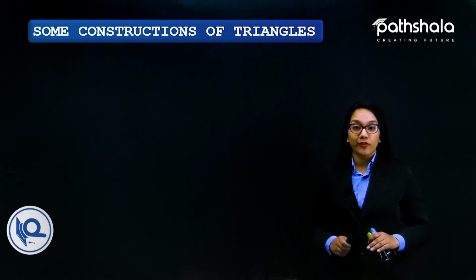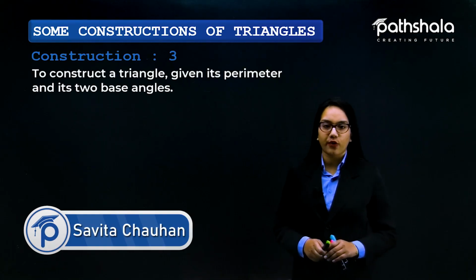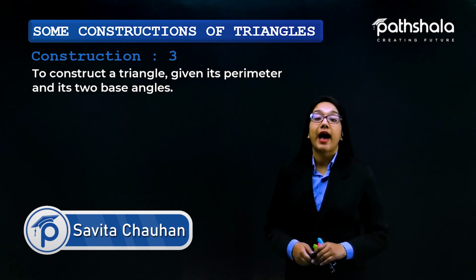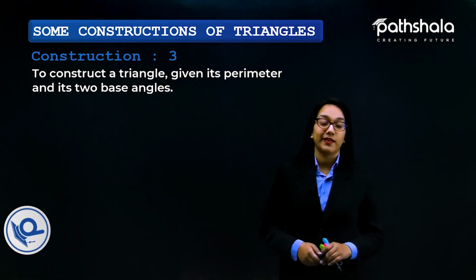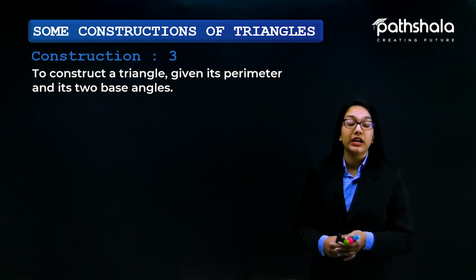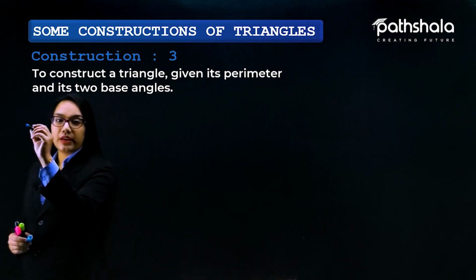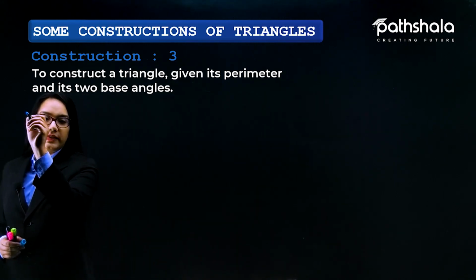Now let's move on to construction number 3, which says that we have to construct a triangle given its perimeter and its two base angles. So let us suppose I'm talking about any particular triangle ABC. As per this question, we have the perimeter given.